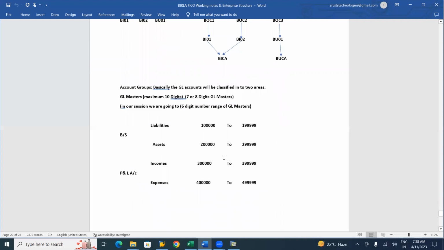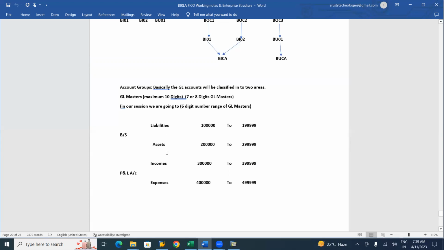And we have created account groups also. For the GL masters, what is the chart of accounts length? We can give a maximum of 10 digits. In real time, they will use 7 or 8 digits maximum, again depending upon the volume. In this particular project, we are going to use 6 digit GL account number ranges. These accounts are classified into two different categories: balance sheet accounts and profit and loss accounts.